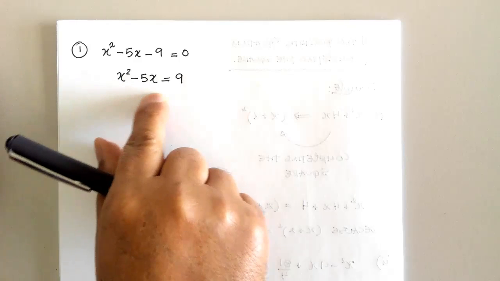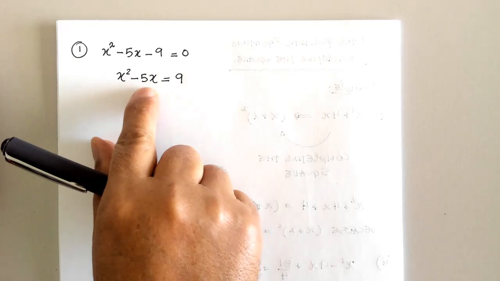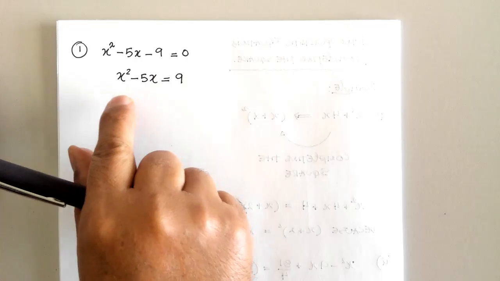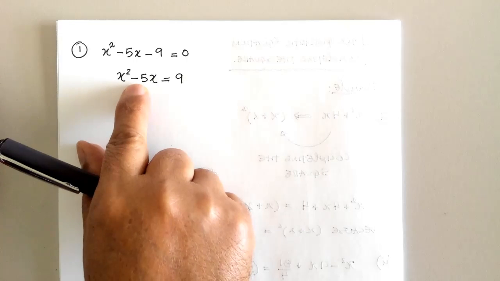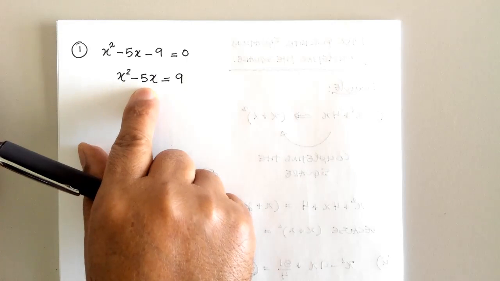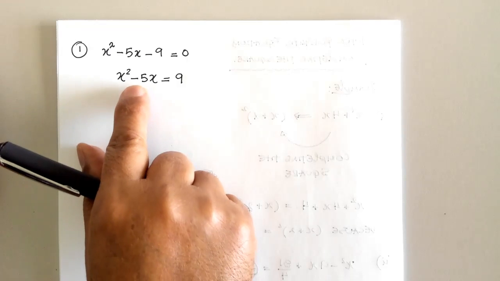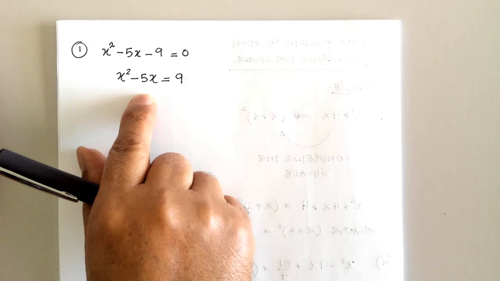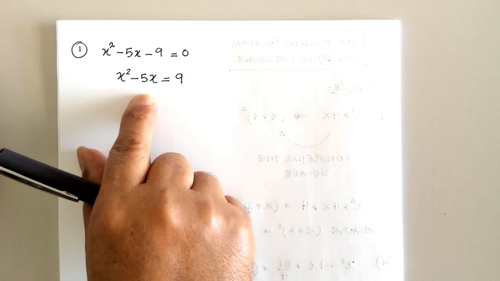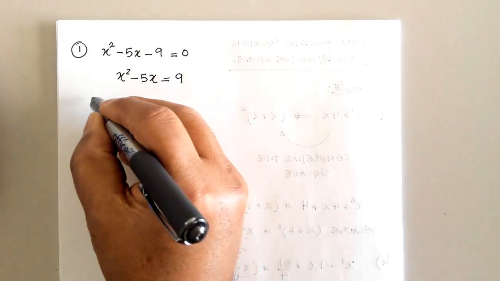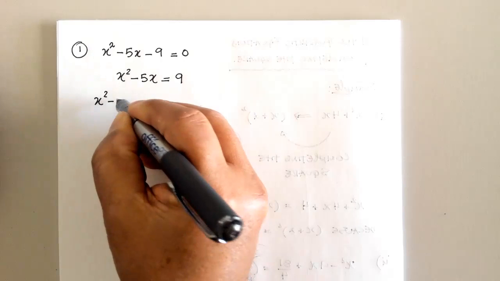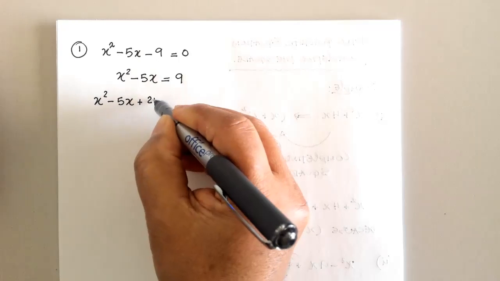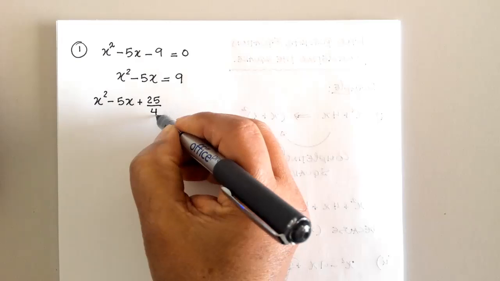Now we are going to complete the square for this by doing exactly the same as we did before. So we're going to divide this by 2 and then add the square of that. When you divide this by 2, it's going to be 5 over 2, but 5 over 2 squared is 25 over 4. So we're going to be adding 25 over 4.